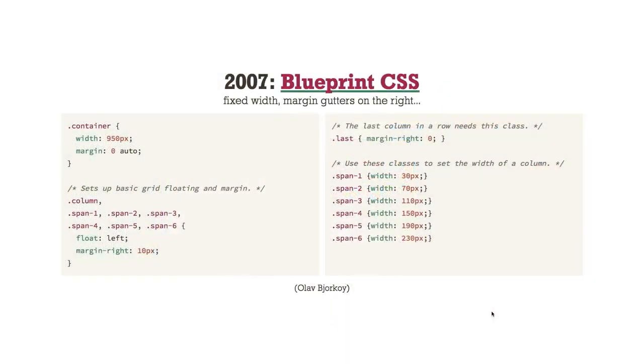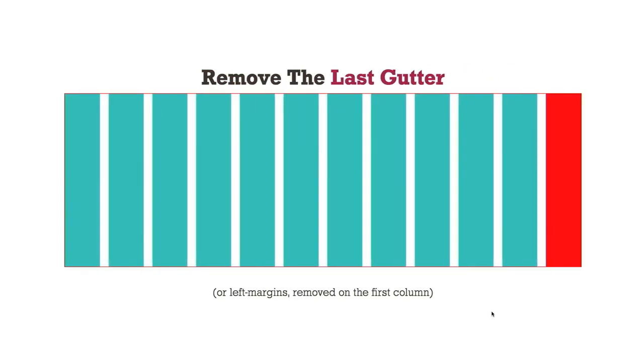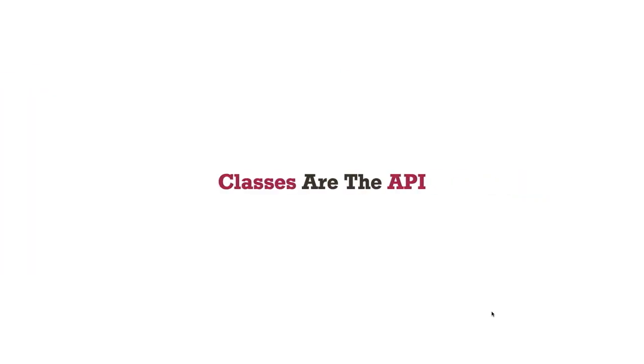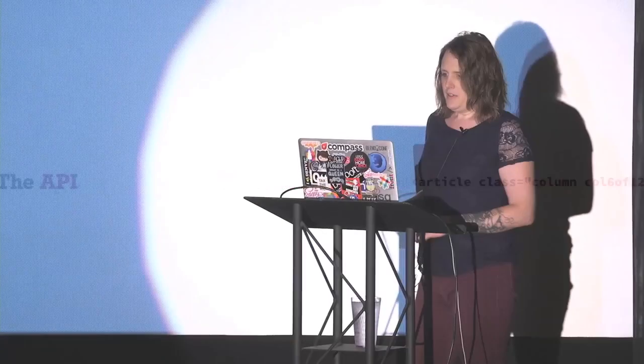And you can see just some of the code here. Class-based spans floated left, margins on the right, and then you have to remove the margins on the last one. So you're putting margins on the right of every column, and then at the end you have to say, okay, this is the last one, remove that gutter. Classes are the API, and that makes sense. Classes are really the only API we have available to us in CSS. So if you're going to share CSS, classes are going to be the API. That was sort of the only option.